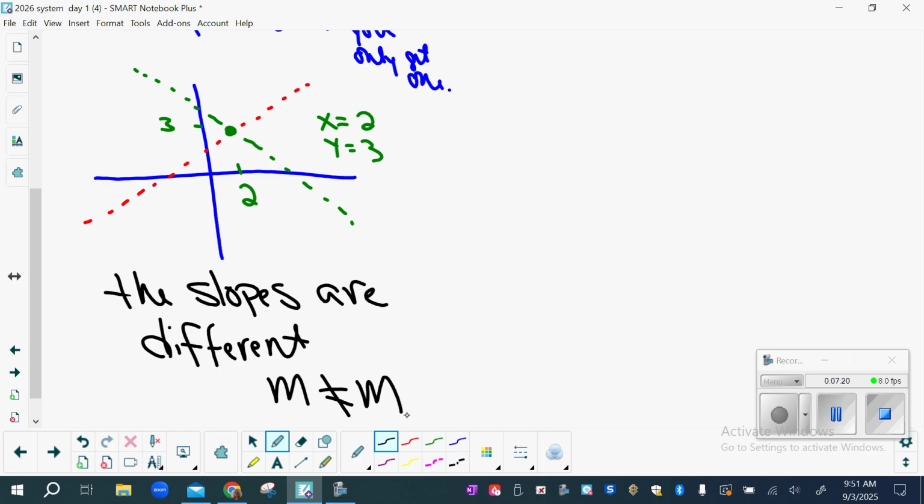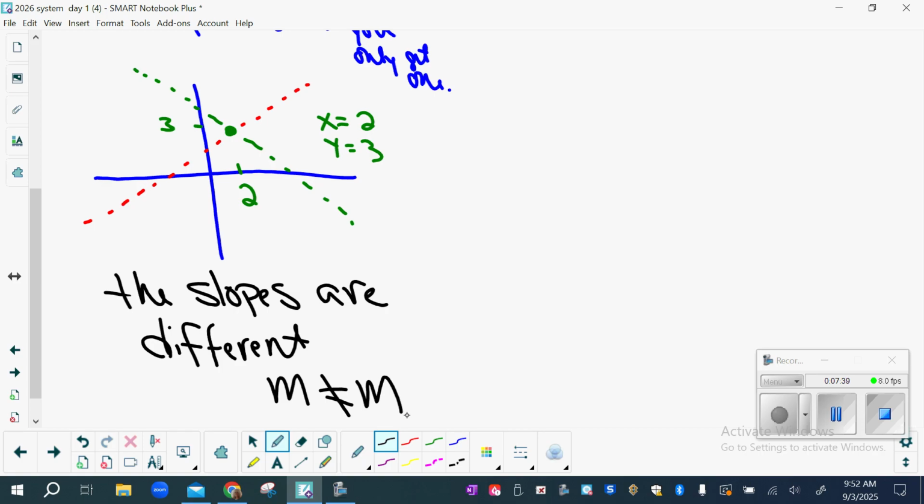So when we start doing these, how will you know? Will you have to graph it? No. You will literally look at the two and think, hey, do you have different slopes? Because if you have different slopes, you're going to cross. You're going to cross, and you're only going to cross at one place.